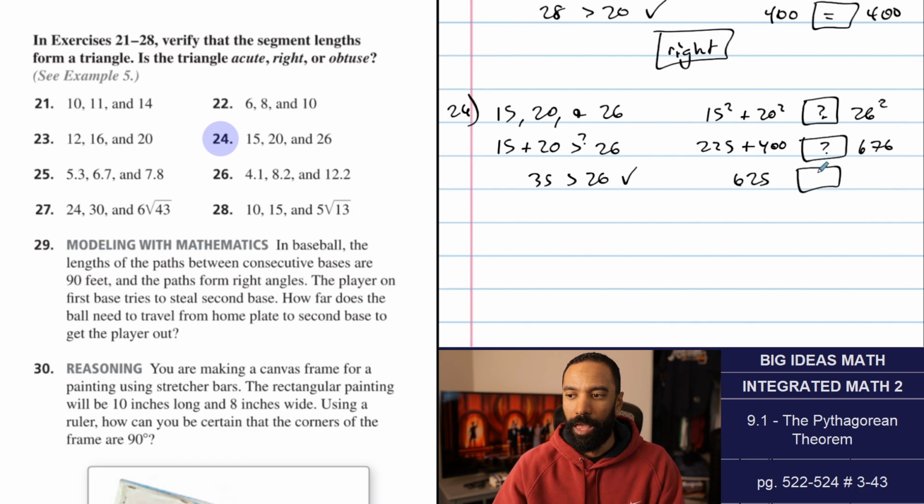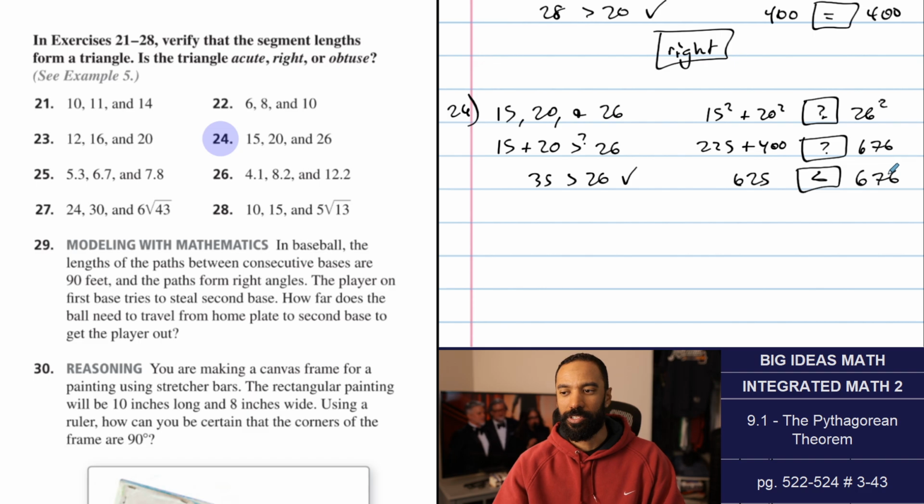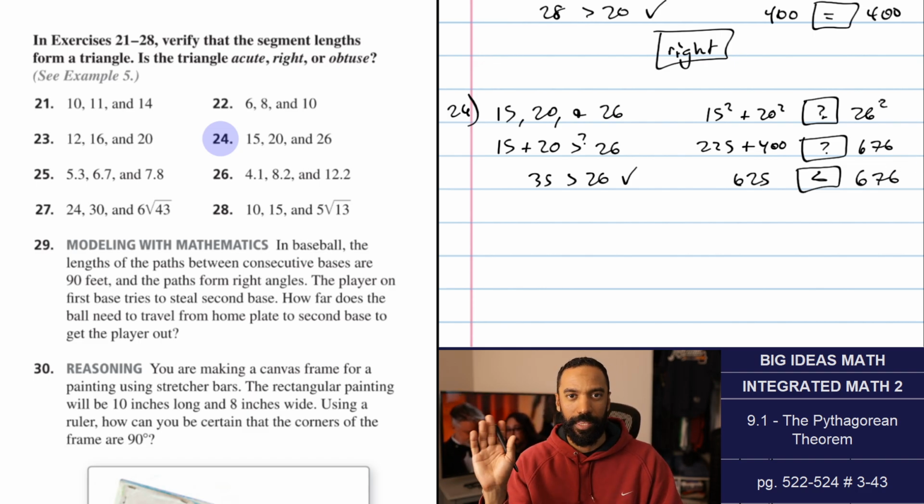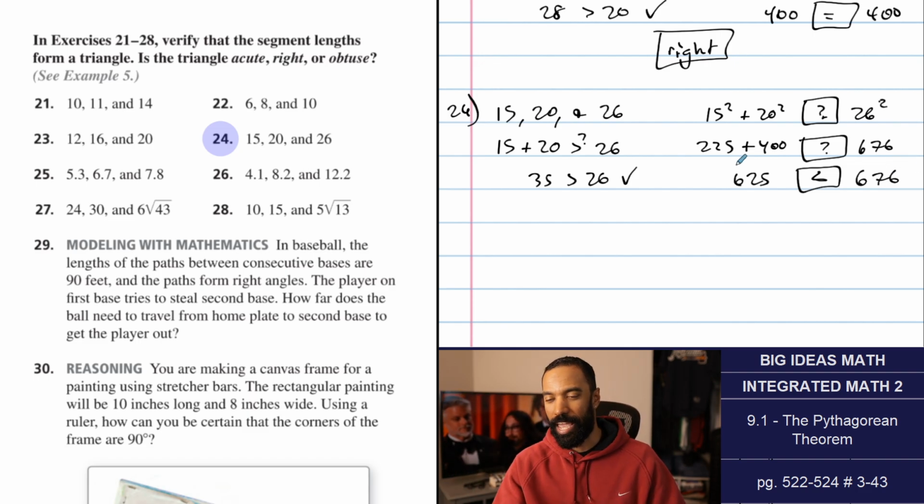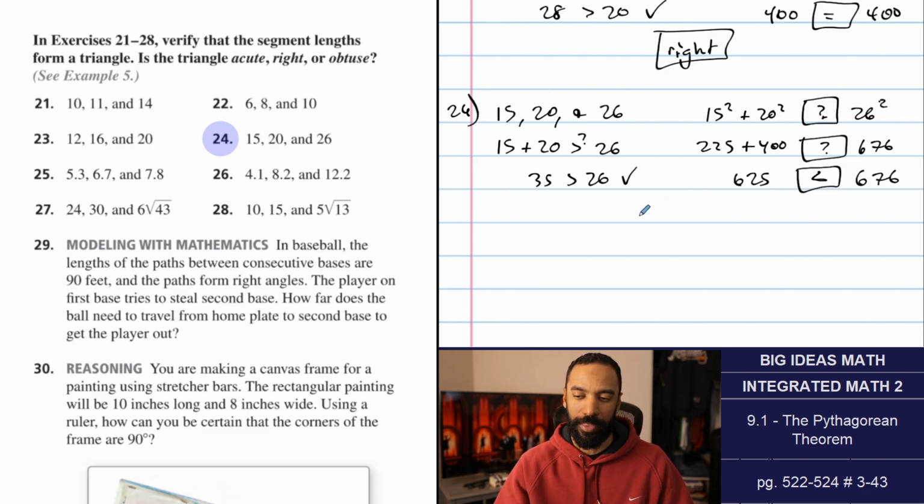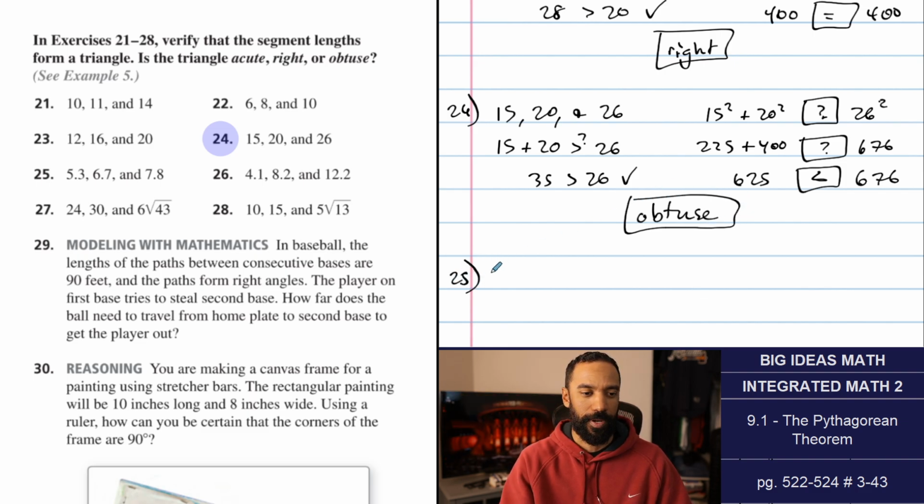This is less than 676. 676 being the C value, the C squared. So C is dominating A and B in such a way that when you square it, it's bigger than the sum of the others. That occurs in obtuse triangles, such as that one.